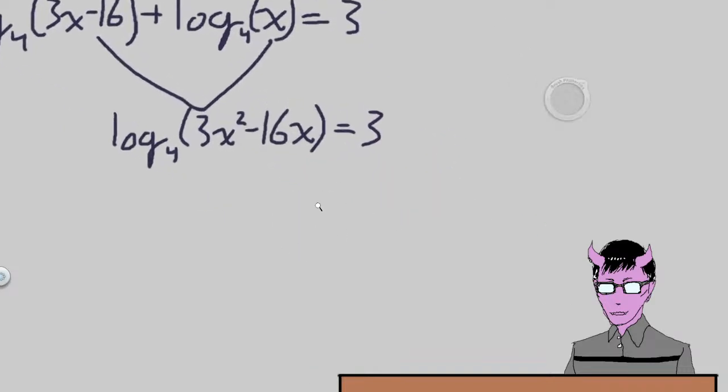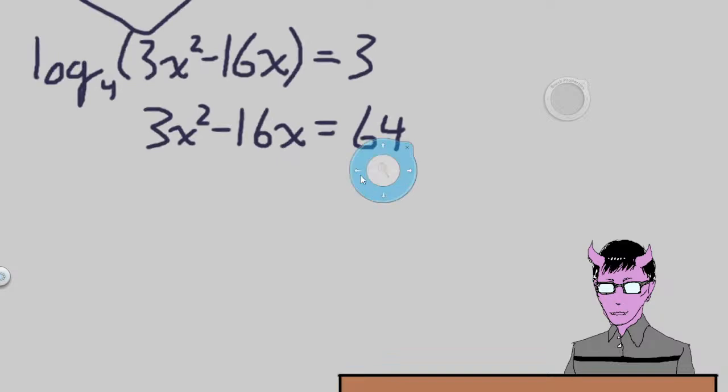Now here's where the magic was supposed to have happened. It's 4 to the power of 3 gives us 64. 64 equals what? The argument 3x squared minus 16x. Now, things are what they're supposed to be. We're going to subtract that from both sides.